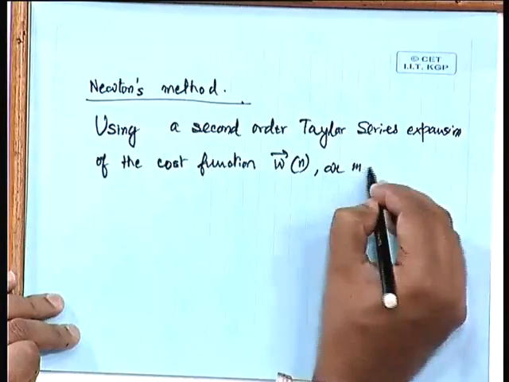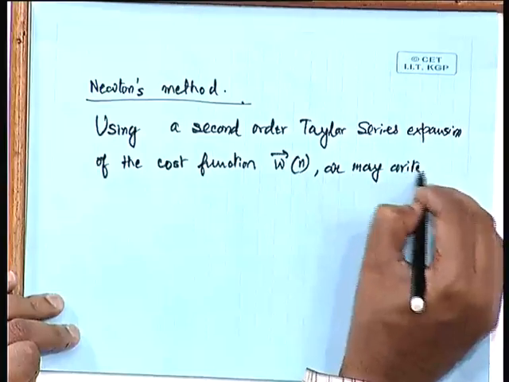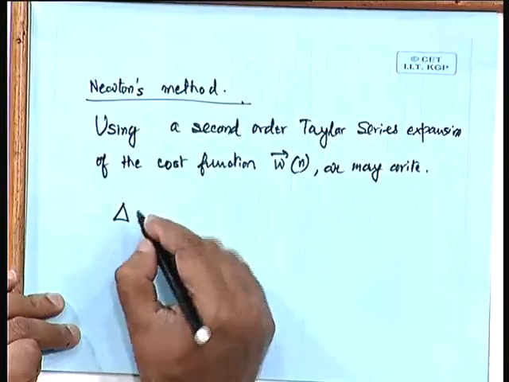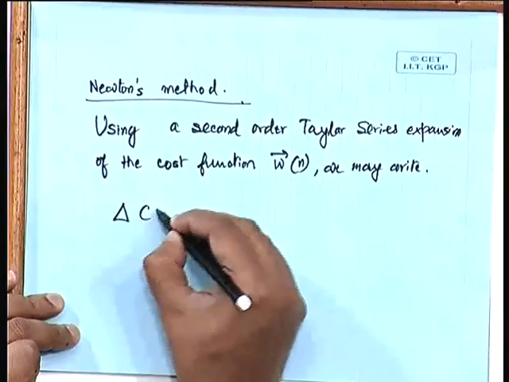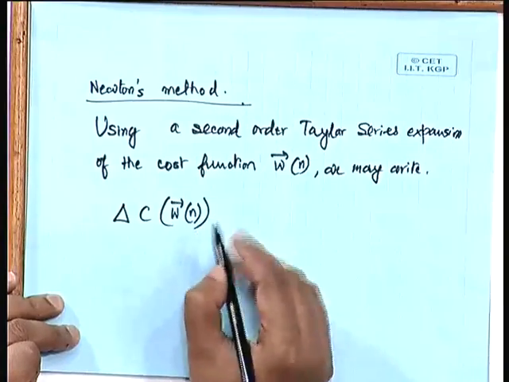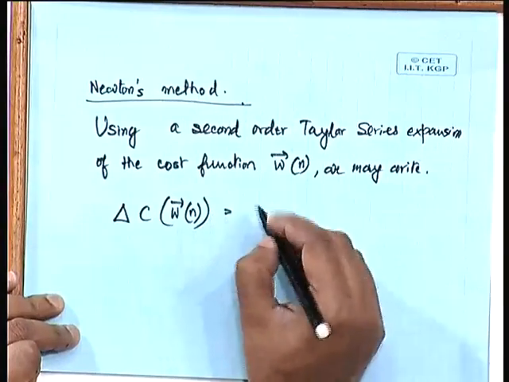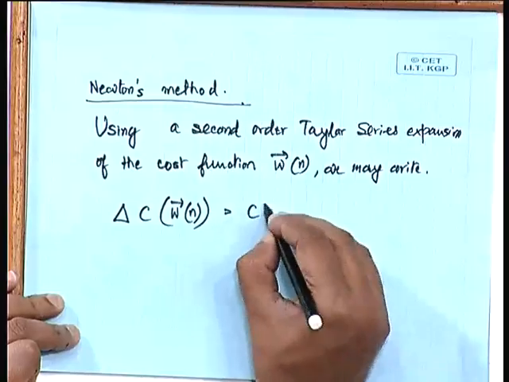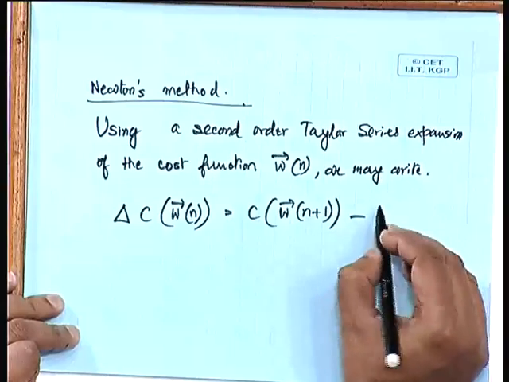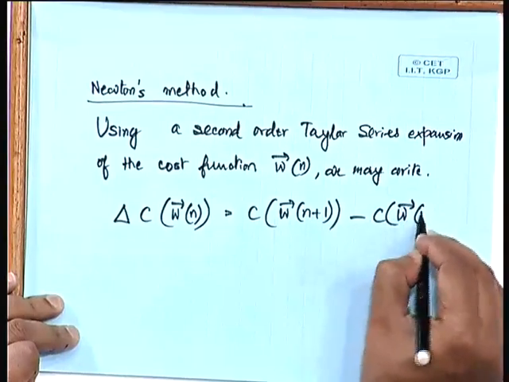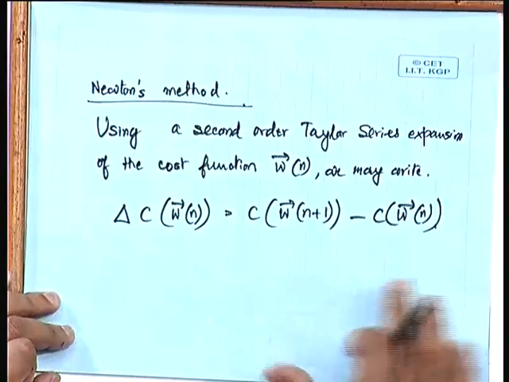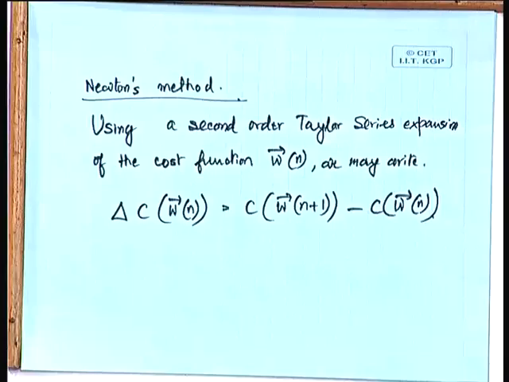We may write, if we calculate the difference of the cost, we express the difference of the cost as delta C of W n. Delta C means the difference of the cost, and the difference of the cost will be C of W n plus 1 minus C of W n.